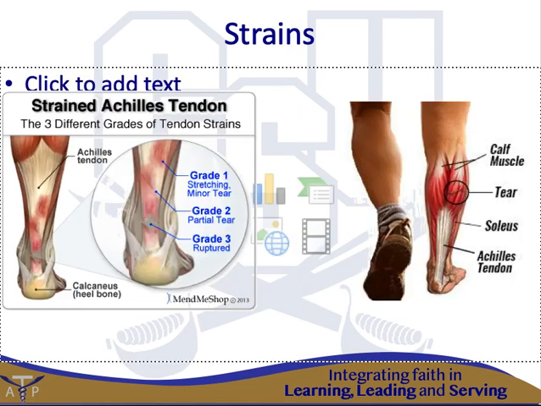Just a few pictures here. We can see where a strained Achilles tendon is, and we can see the grade 1, 2, and 3 strains in the left-hand side picture. For the gastrocnemius, referred to as the calf in this picture, the strain can occur to the short head or long head of the calf muscle, and they usually occur proximally, or closer to the back of the knee.